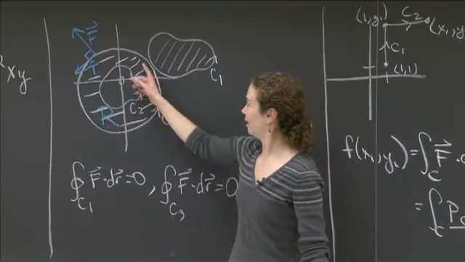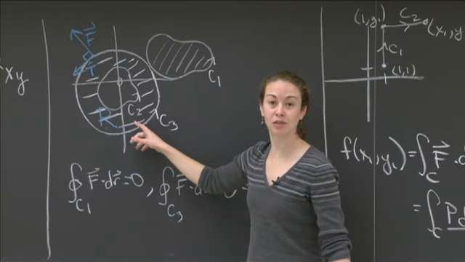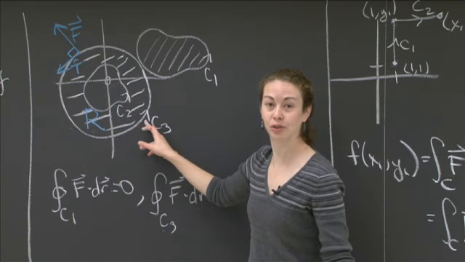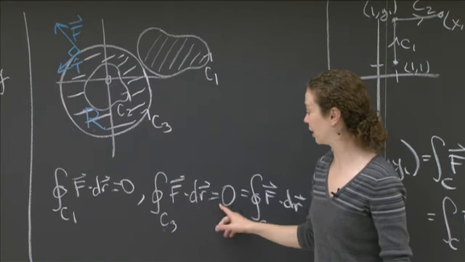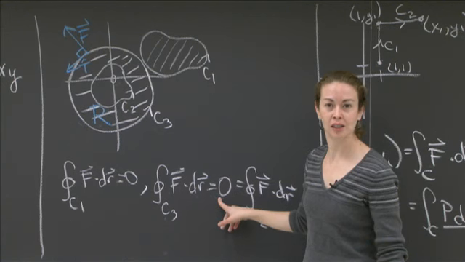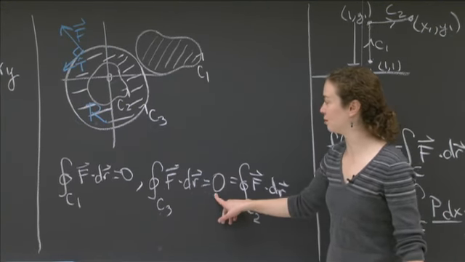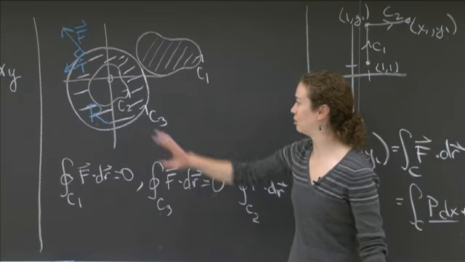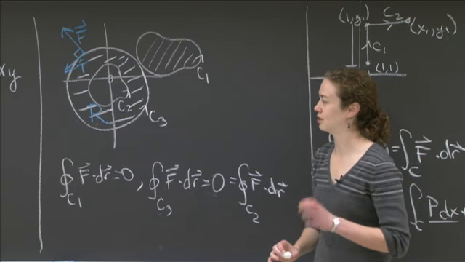And I know that the curl of f on the inside region is 0, and so the integral on C2 and C3 is going to agree, right? Because the integral on C3 I showed was 0 just geometrically, and then the integral on C2 then has to be 0. All right? And so that was just using the extended version of Green's theorem.